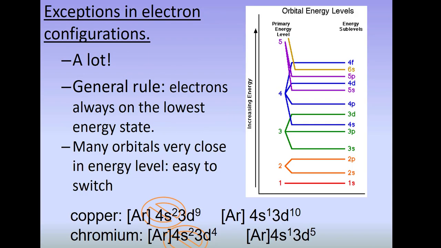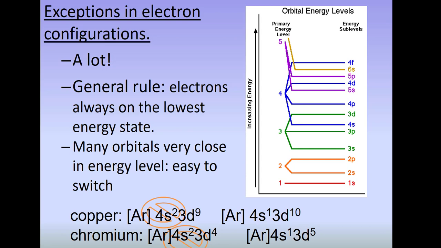So as I said before, there are tons of exceptions in electron configurations. The general rule is, though, the electrons will always go to the lowest energy state. As you can see in this little orbital energy levels diagram, you can see there's a lot of overlapping. And you can see energy levels where they're really, really close together. So it's easy for electrons to kind of move around a little bit, okay?